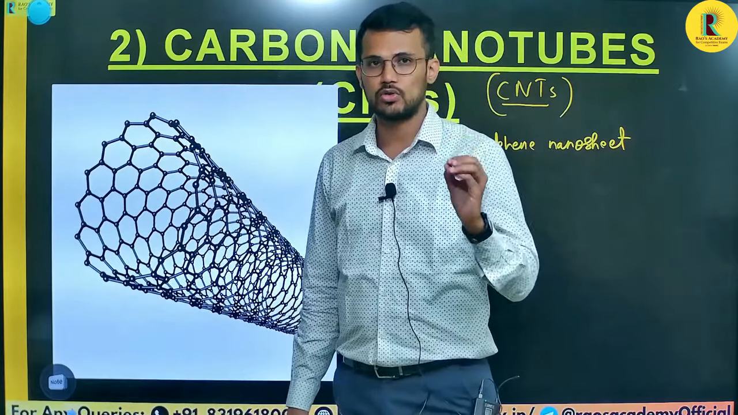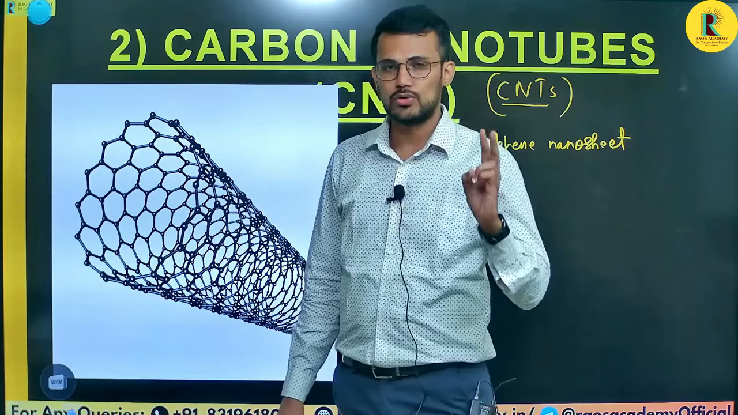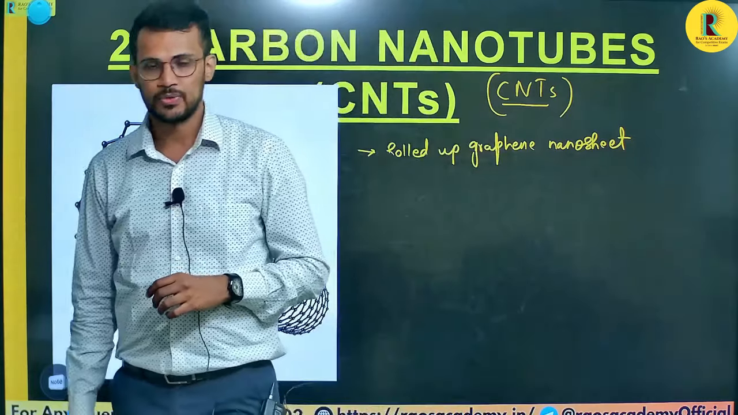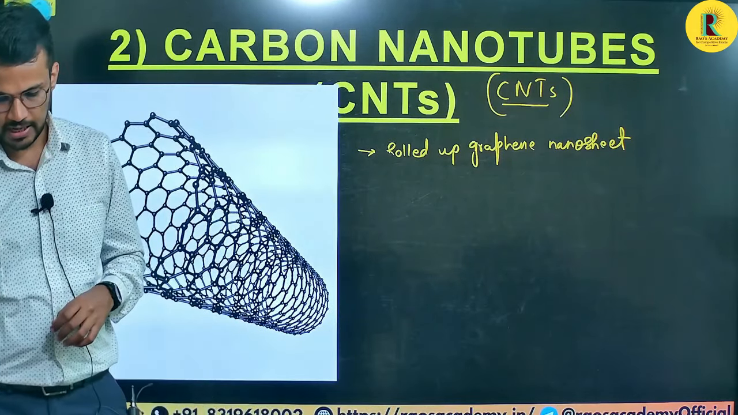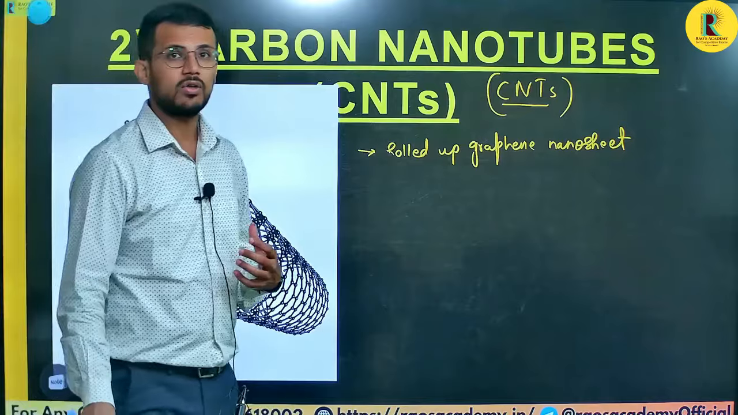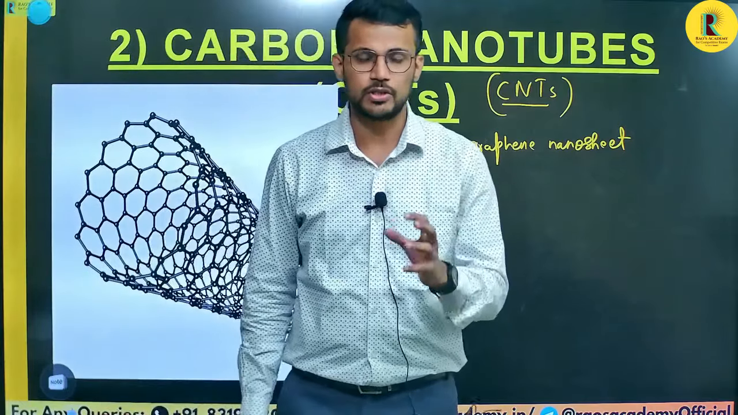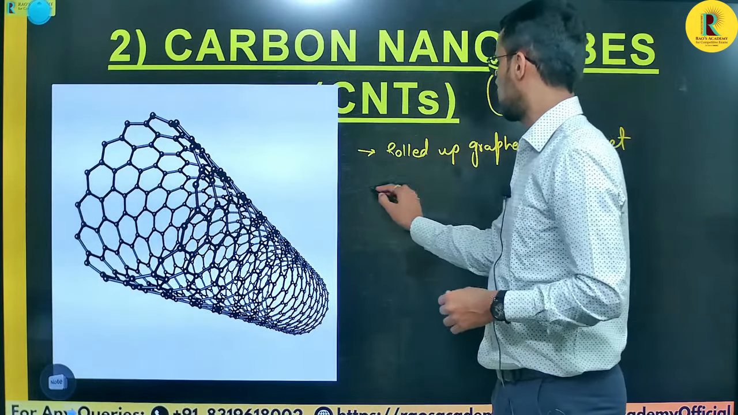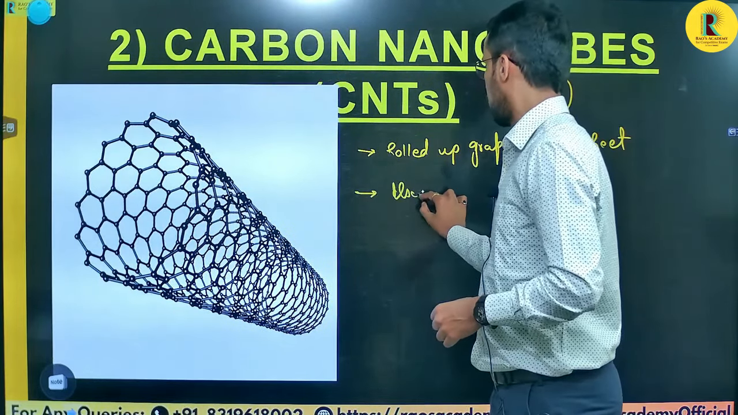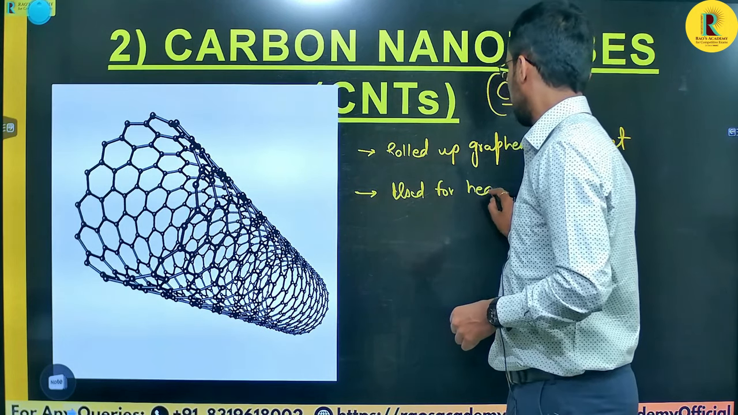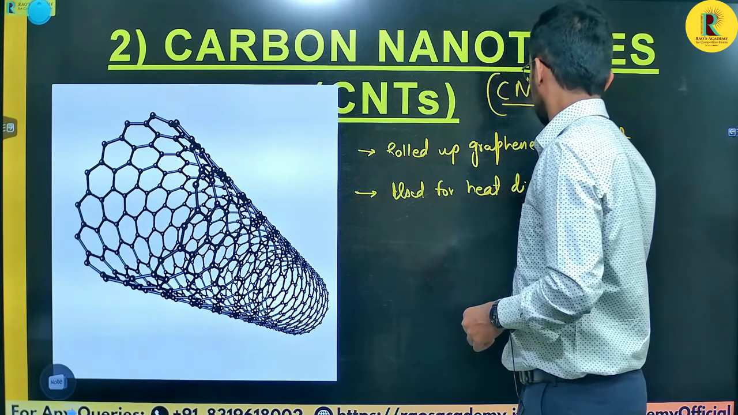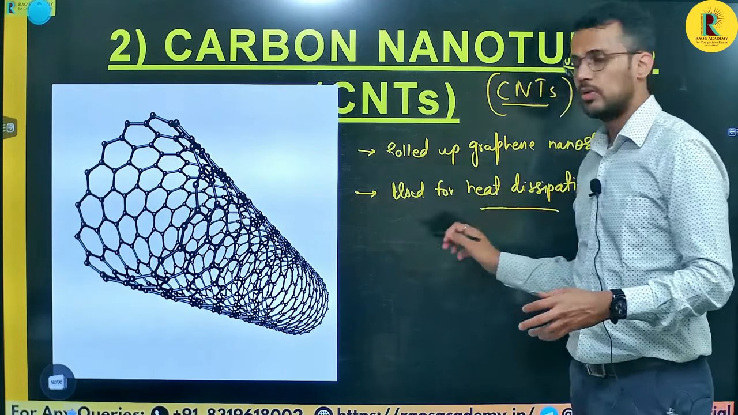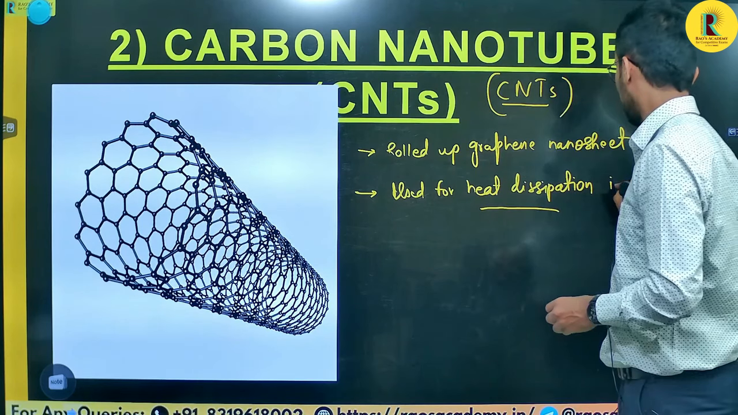These graphene nanosheets are also very strong, yet lightweight. They also have very good conductivity as far as heat and electricity are concerned. They are good conductors of heat and electricity. And as they are good conductors of heat especially, they are used for heat dissipation.